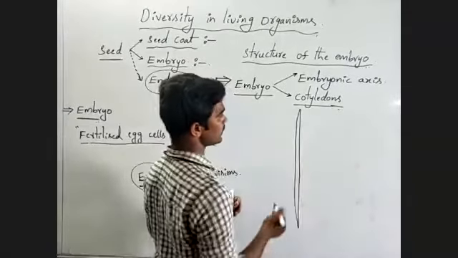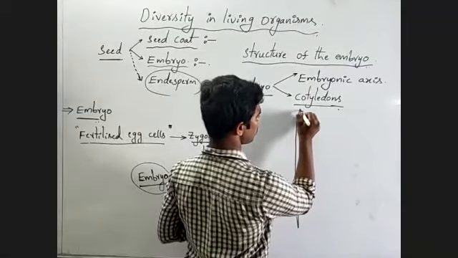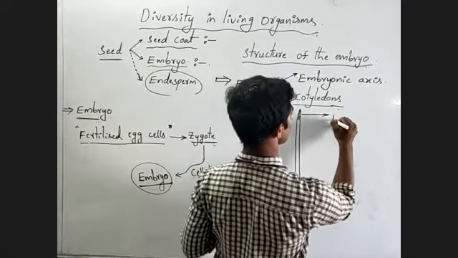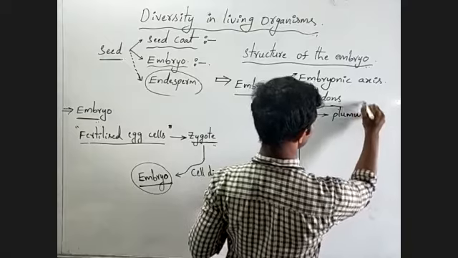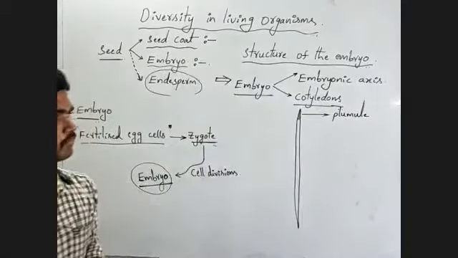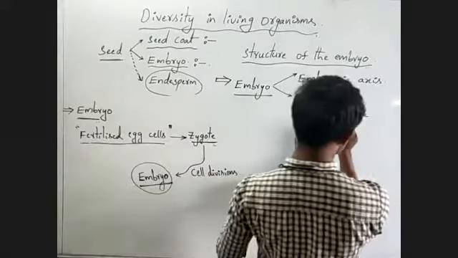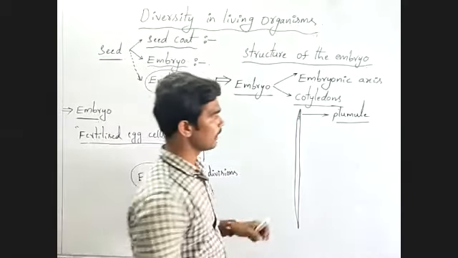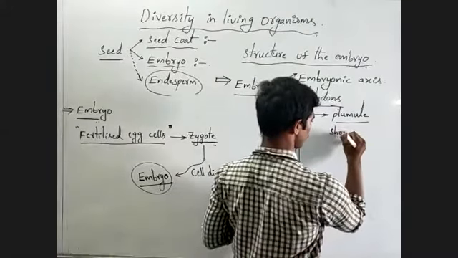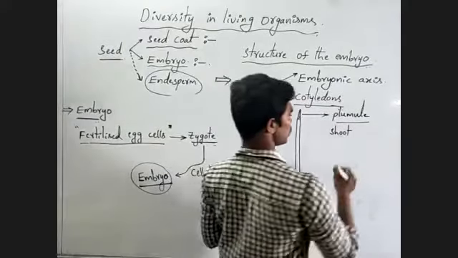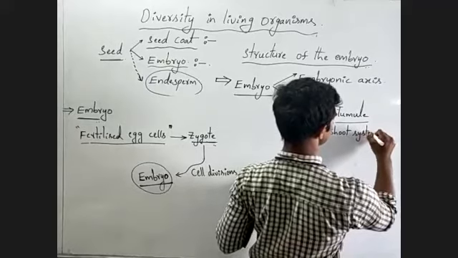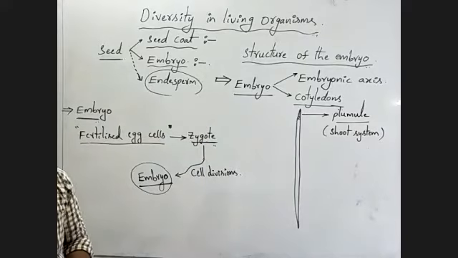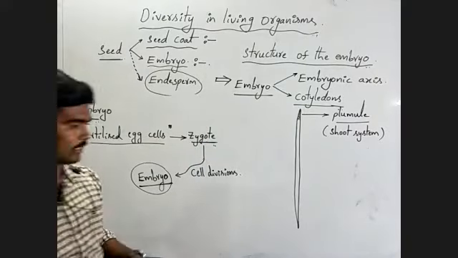Observe carefully. Here, the upper tip of the embryonic axis is called actually plumule. What is the use of this plumule? During the germination of the seed, the shoot system, means stem, is developed from the plumule of the embryonic axis.